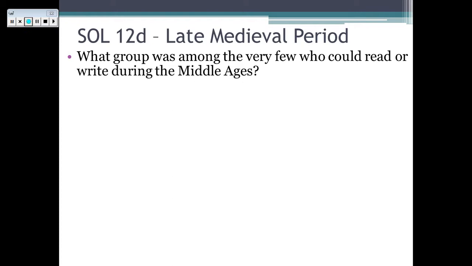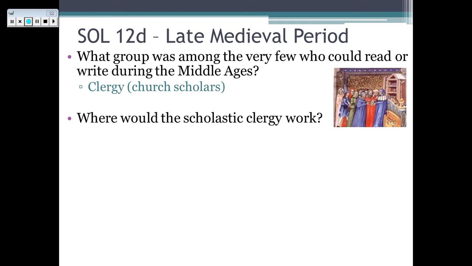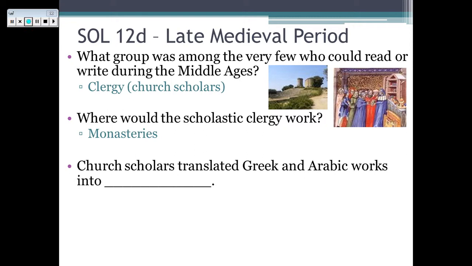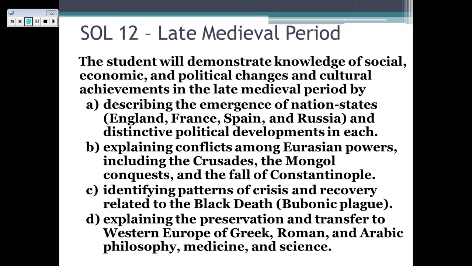What group was among the very few who could read or write during the Middle Ages? That was the clergy, or church scholars, were the few literates. And then where would the scholastic clergy work? Primarily in monasteries. Church scholars translated Greek and Arabic works into Latin, and the ability for church scholars to make new knowledge available in philosophy, medicine, and science laid the foundations for universities.